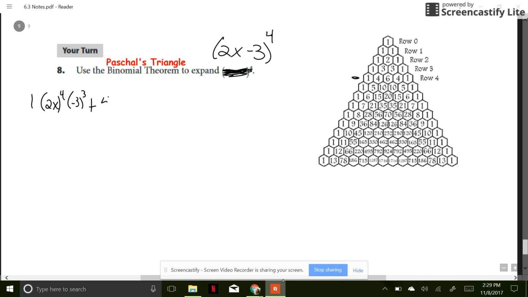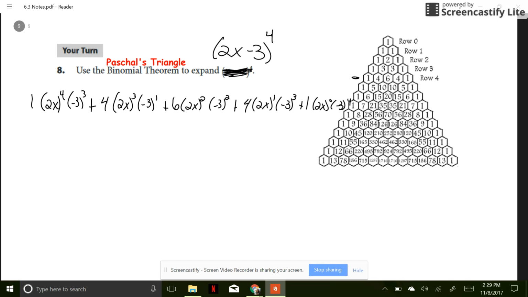Plus second term, second coefficient is 4. Then we'll have 2x cubed and negative 3 to the 1. Third coefficient is 6. 2x squared, negative 3 squared. Coefficient is 4. 2x to the 1, negative 3 cubed. Coefficient is 1. 2x to the 0, negative 3 to the fourth.